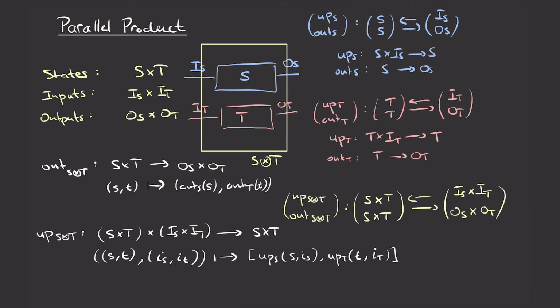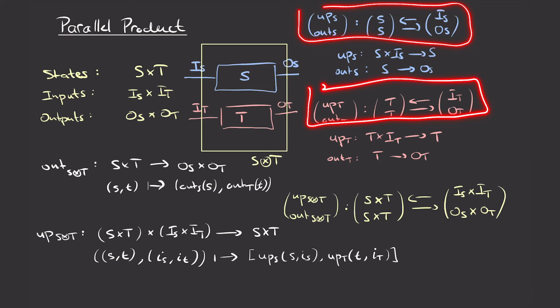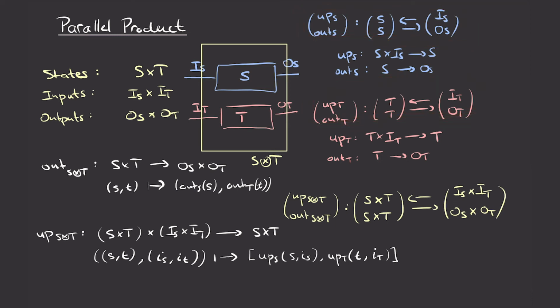Okay, so let's recap. We started with a system S up here and a system T down here, and we put them in parallel as follows. So we drew the picture here, so we had a system S, and we drew it above the system T. And then we conceptually put a big box around this entire thing and think of this as one big system. We translated this intuition into a new system given as a lens down here, which has states s times t, inputs is times it, and outputs os times ot.